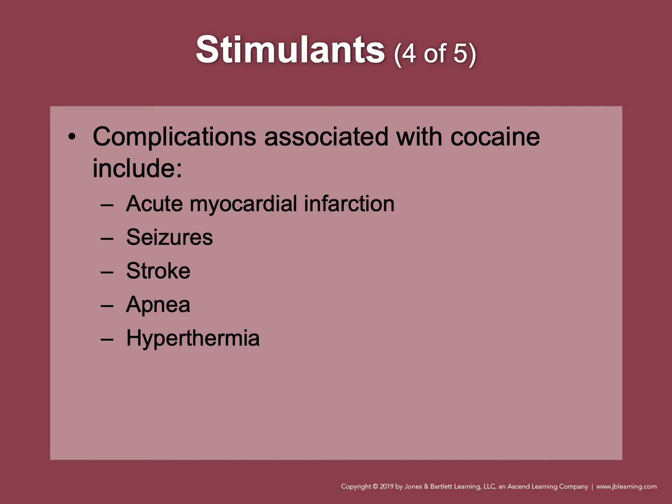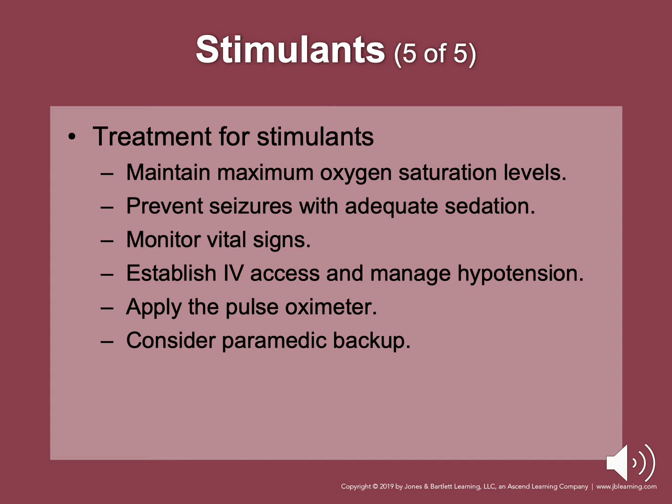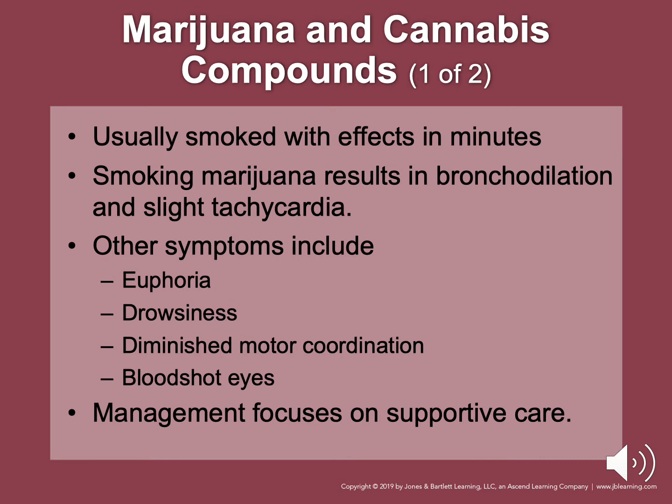Treatment for stimulants: maintain O2 saturation level, try to prevent seizure activity with appropriate sedation with benzodiazepines. Monitor your vital signs and get that IV access. Call for paramedics. All right, marijuana and cannabis compounds are usually smoked, with effects in minutes. Smoking marijuana results in bronchodilation, slight tachycardia, euphoria, diminished motor coordination, and bloodshot eyes. A lot of times this stuff is called weed, pot, dope, or smoke on the street. Those may be some of the street names. Care is just supportive in nature.